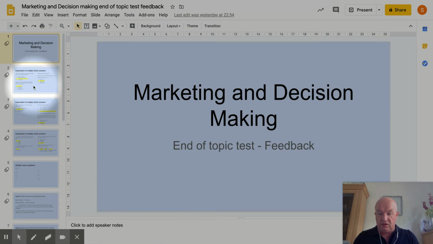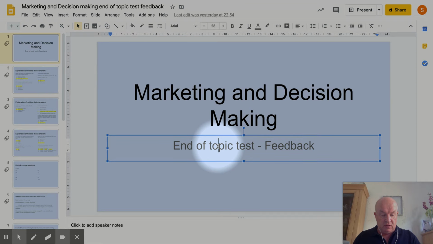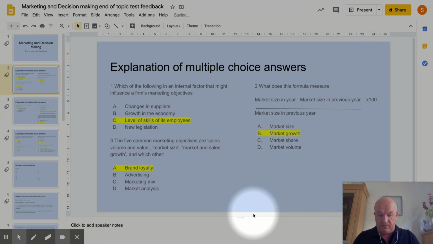Okay. So first things first, let's have a look at the first few questions, which are on slide number 3, which I'm just trying to find for you. There we go. So the first question then. There are 10 multi-choice questions. Which of the following is an internal factor which might influence a firm's marketing objectives?